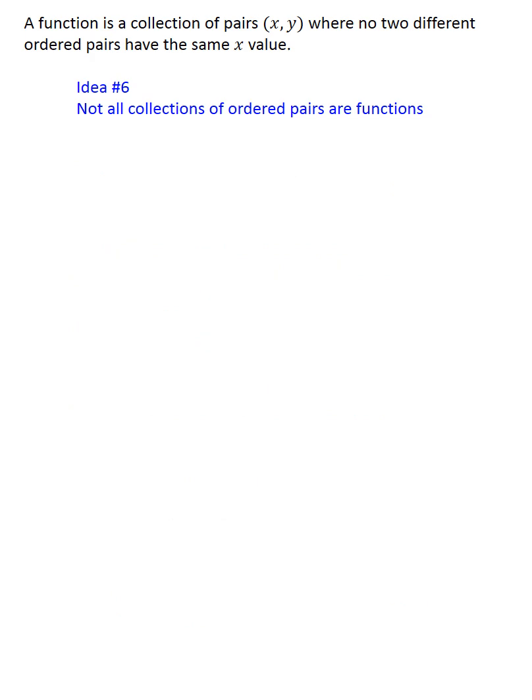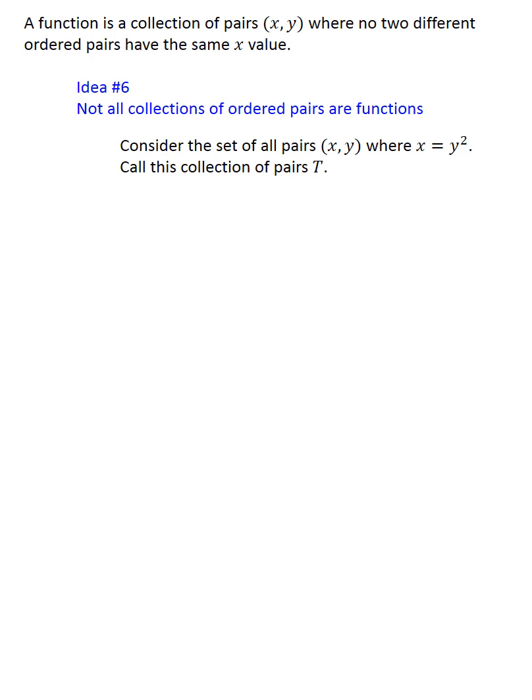Let's look at our second example of idea number 6, that not all collections of ordered pairs are functions. Consider the following set. Imagine all the pairs of numbers x, y, for which the x-coordinate equals y squared, or the y-coordinate squared. Let's call this collection of pairs T, for no particular reason. Just to get a sense of what T looks like, let's pick some random examples from this collection of pairs.